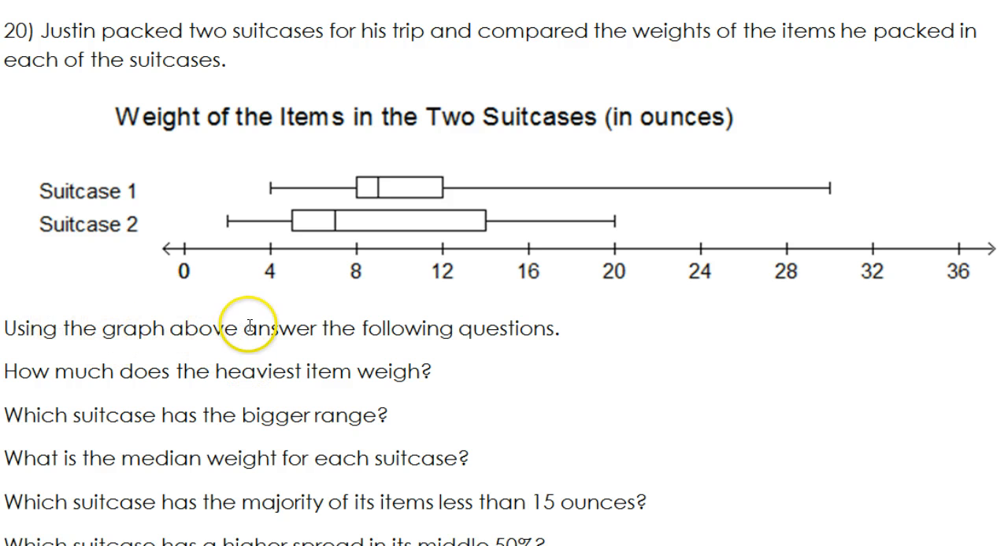Now, using the graph above, answer the following questions. How much does the heaviest item weigh? Well, these are the weights here in ounces. So the heaviest item is represented by this mark right here. That's somewhere between 28 and 32, so it seems to be about 30 ounces.